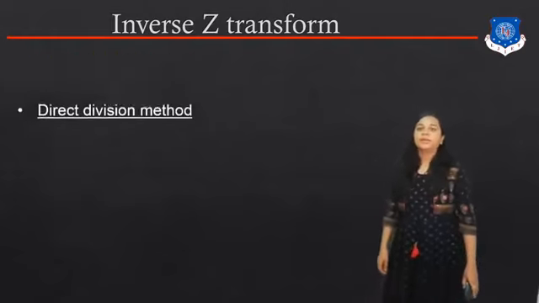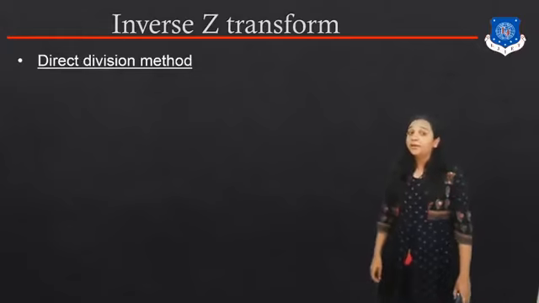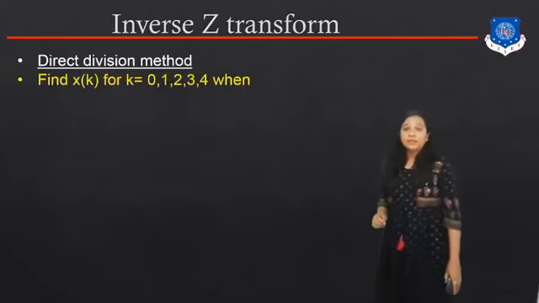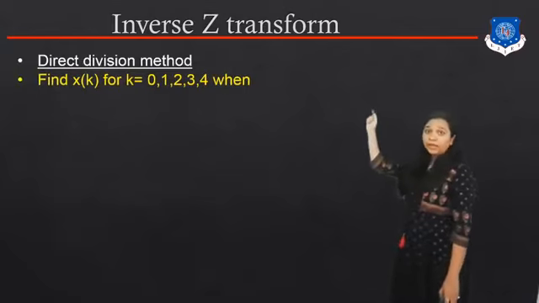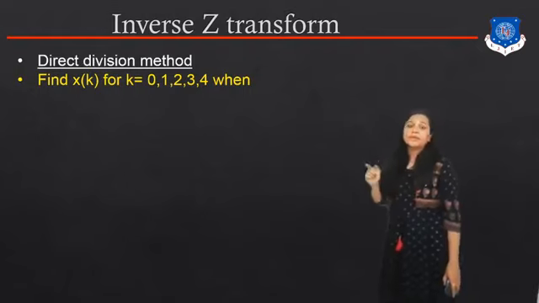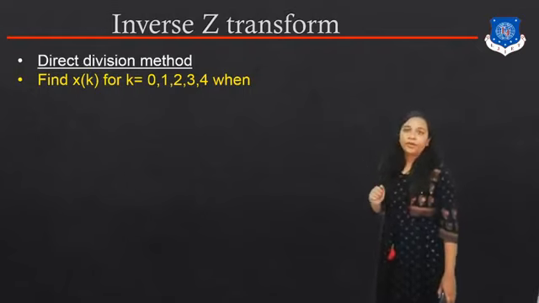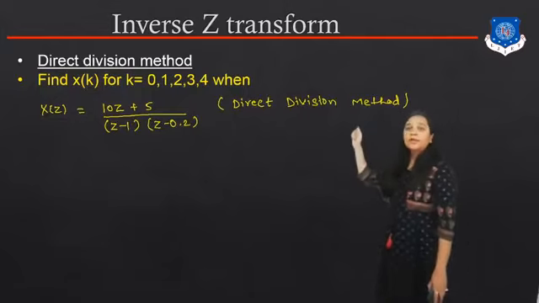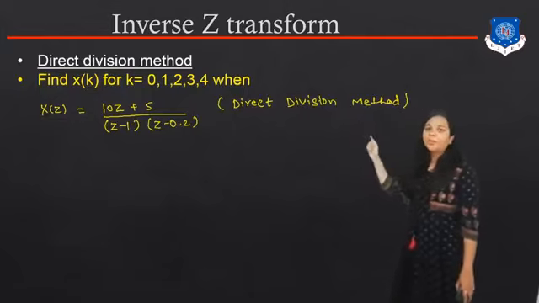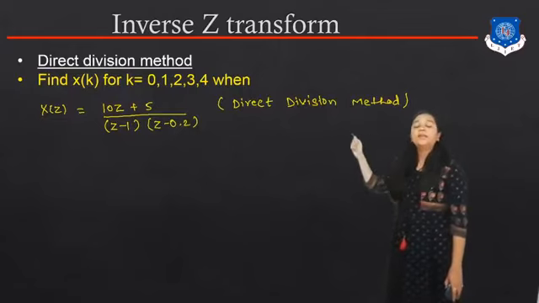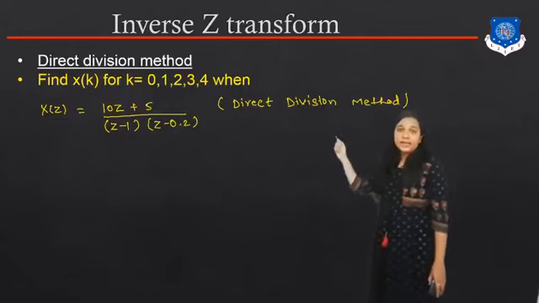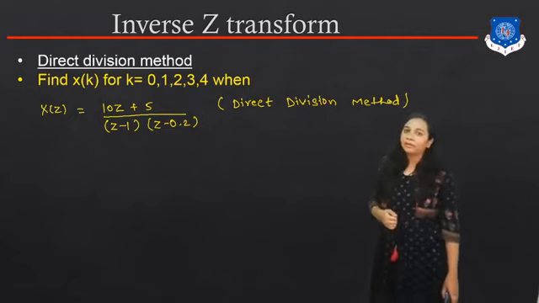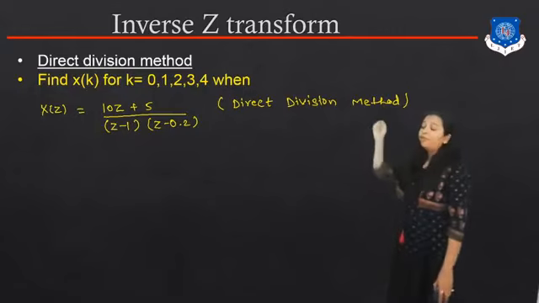So the first method is the direct division method. Here we are given x of k for k equal to 0, 1, 2, 3, 4, where the signal is X of z equal to (10z plus 5) upon (z minus 1) times (z minus 0.2). We have to apply the direct division method and find the value of x of k.